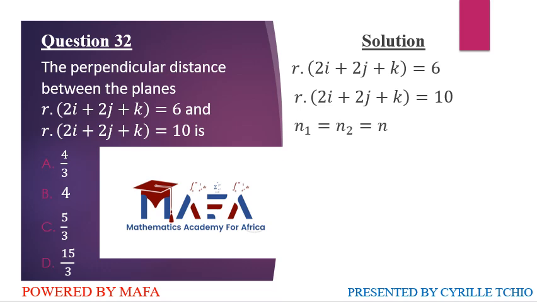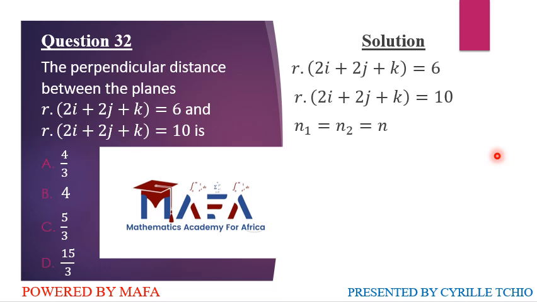If you look attentively, you are going to see that their normal vectors are equal, because the equation is like r dot n is equal to a dot n. A dot n here gives us 6 and a dot n here gives us 10. Remember that it's not the same plane, but two different planes. So they can have the same normal if they are parallel. That means one is placed over the other.